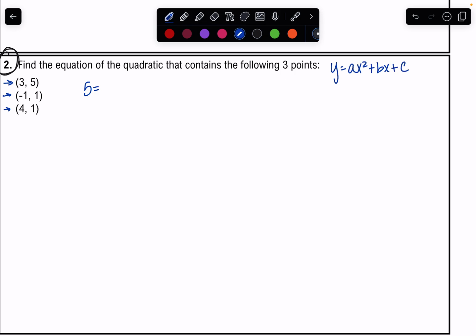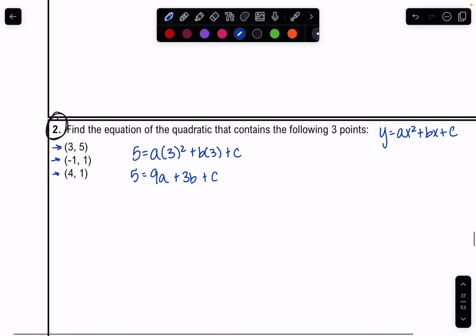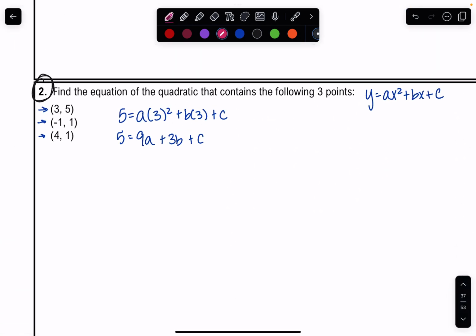If we need to write that, we can. So we get 5 equals a times my x value, 3 squared, plus b times 3 plus c. So I get 5 equals 3 squared is 9, so 9a, 3 times b is 3b, plus c. So nothing canceled out there. So I'm going to keep doing that, and I'll do that 2 more times.